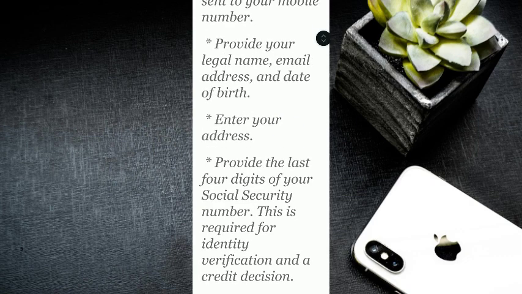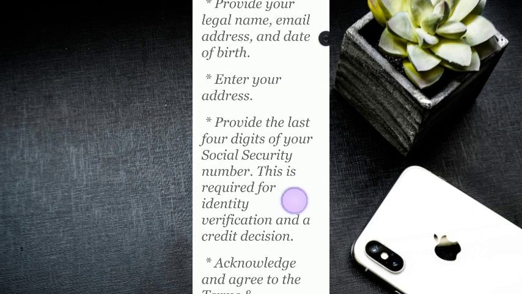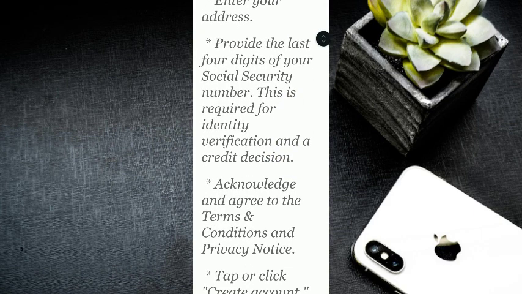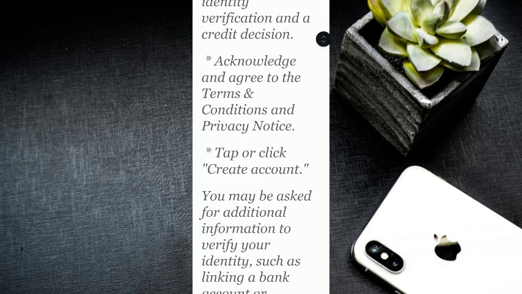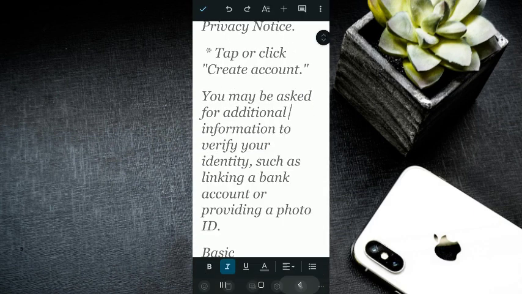Next, you have to provide your legal name, email address, date of birth, and also your address. After that, you provide the last 4 digits of your social security number. This is required for identification, verification, and a credit decision. After that, don't forget to acknowledge and agree to the terms and conditions and privacy notice. Then you tap or click on create account.